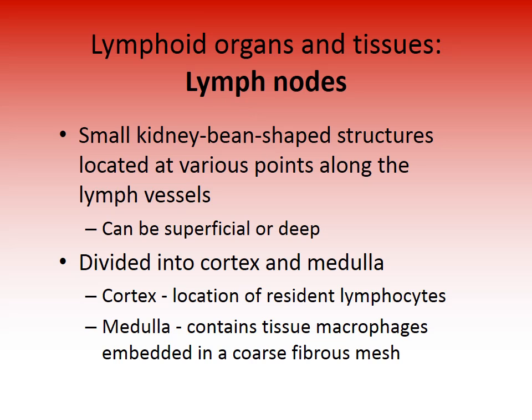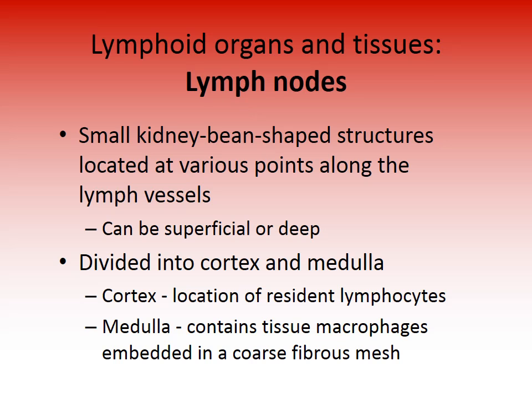So we're going to talk about lymphoid organs and tissues, and the first one is the lymph nodes themselves. Lymph nodes are small kidney bean-shaped structures located at various points along the lymph vessels. Like I said at the beginning, they can be superficial or deep. The lymph nodes are divided into a cortex and a medulla. Remember, the kidney is also divided into a cortex and a medulla, and the adrenal gland is also separated into a cortex and a medulla, and they all happen to be kidney bean shaped structures, which is pretty amazing.